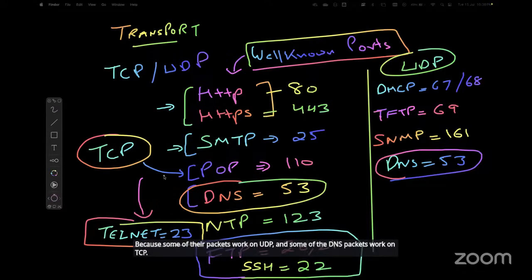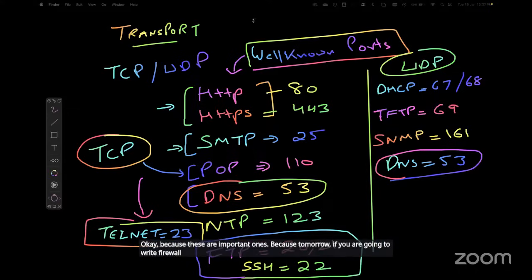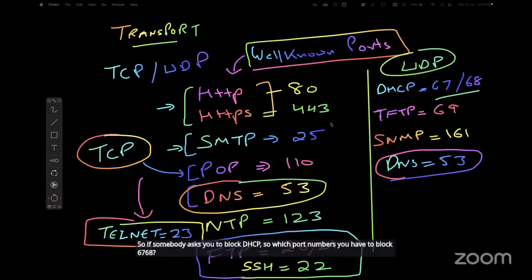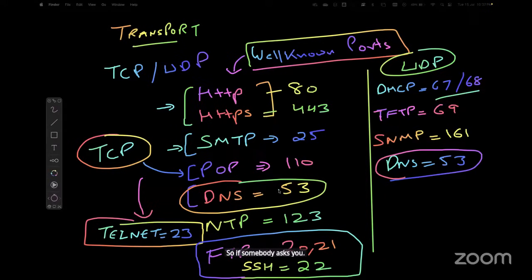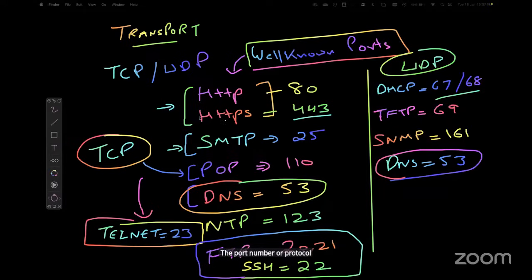Okay, yes, we have to remember these port numbers, Sakshi, because these are important ones. Because tomorrow, if you are going to write firewall rules, because you are going to become maybe a cloud security or network security engineer, if somebody asks you to block DHCP, which port numbers do you have to block? 67, 68. So if somebody says my website is not working, then you have to check on the firewall whether the website's port number or protocol is blocked or not.